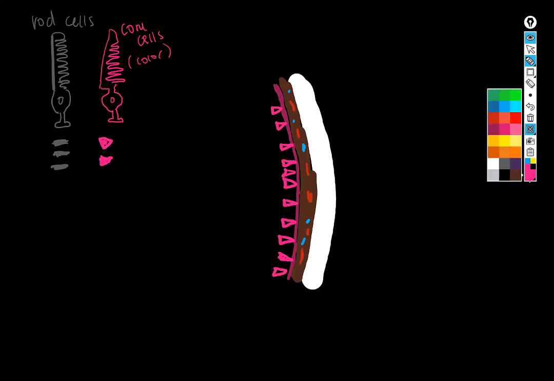Let's draw some rods. They are more numerous than cones in the majority of the retina, and because they're straight, you can pack more of them in. Okay, so the photoreceptive portions of these cells are arranged like that.